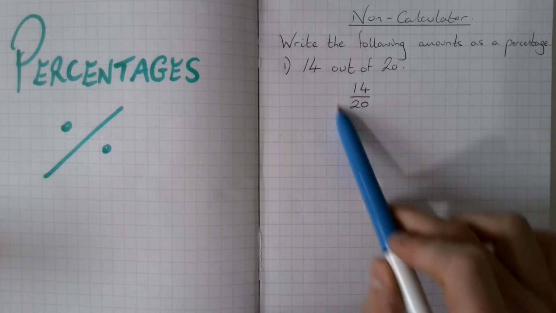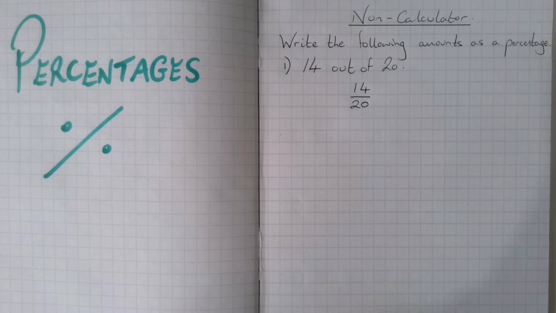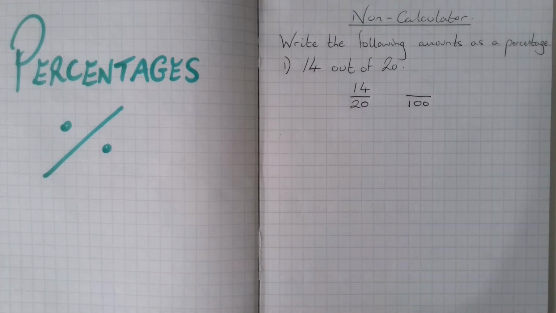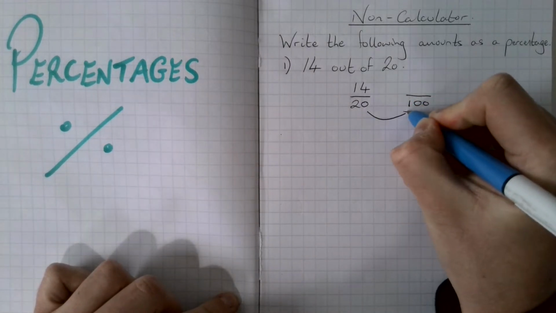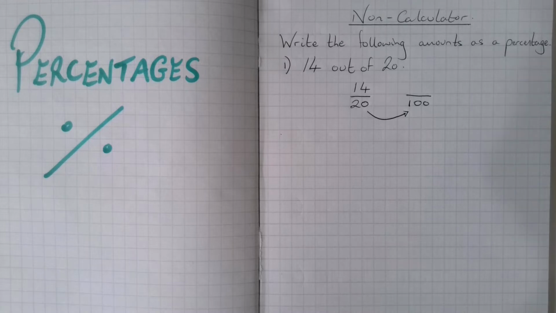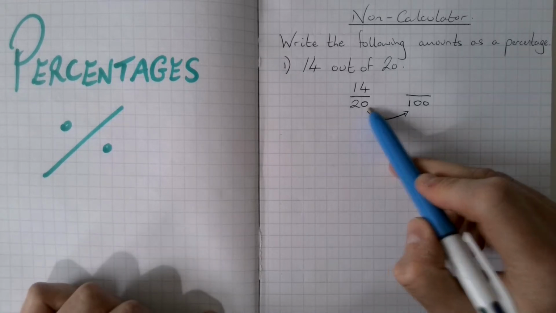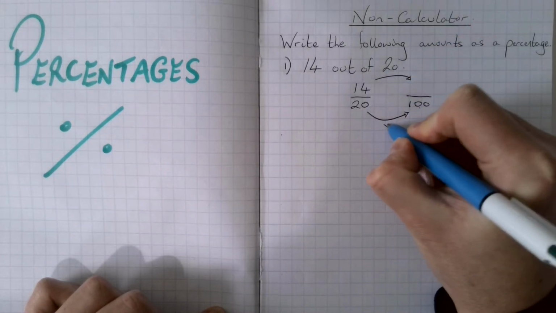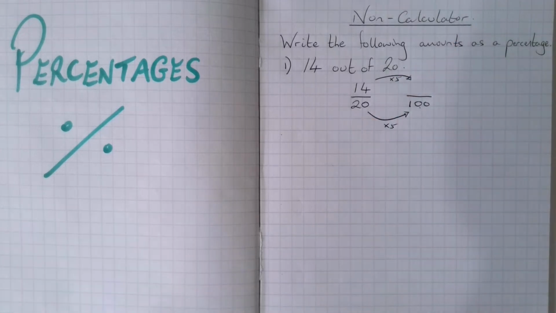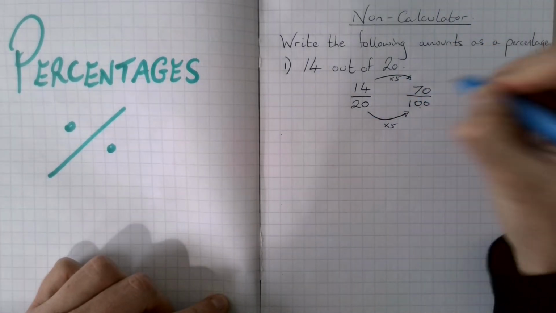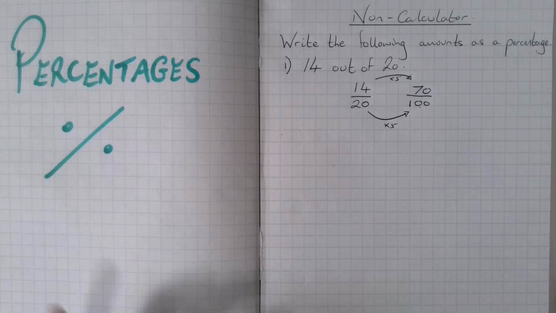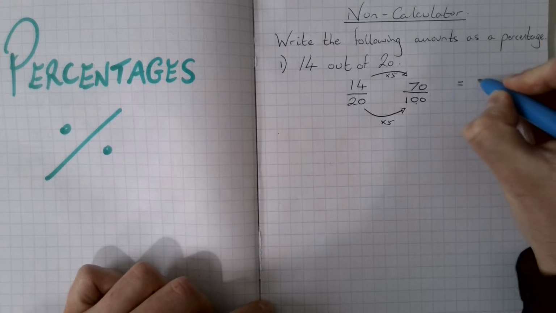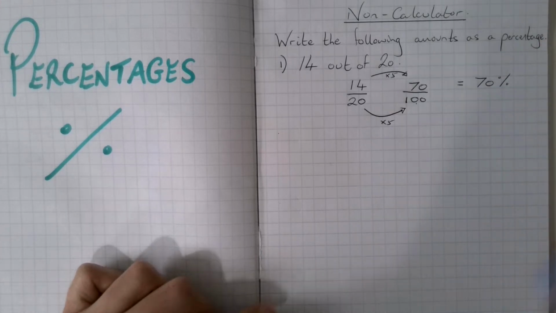So I need to make this fraction out of 100. So I know that's going to be out of 100 in my second fraction. So what do I need to do to my denominator to get from 20 to 100? Well, I need to times by 5. So I need to do the exact same thing to my numerator. So I need to times by 5, and 14 multiplied by 5 is 70. So now we've got a fraction out of 100. We've got 70 out of 100, and therefore as a percentage that is simply 70%.